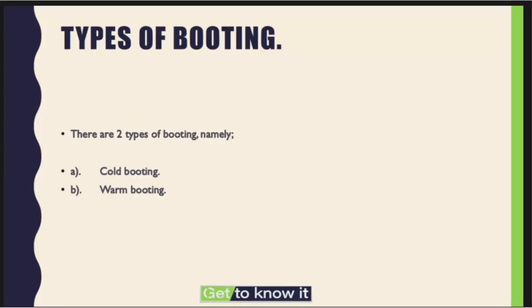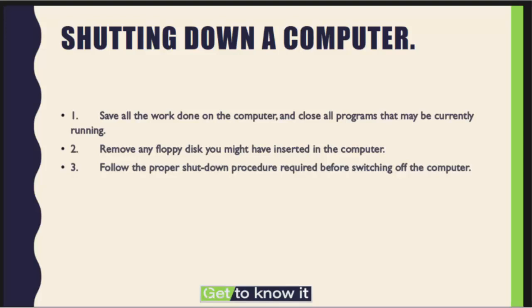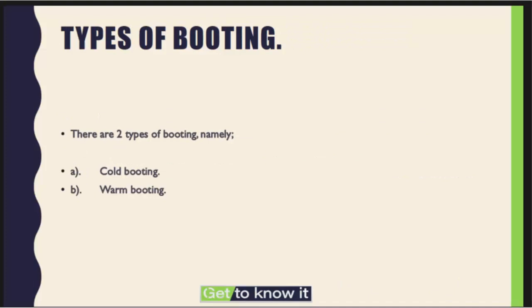Types of booting. We usually have two types of booting: cold booting and warm booting. So what's warm booting? Warm booting usually happens when a computer that was originally on is forced to restart by pressing the restart button on the system unit, or by pressing a combination of keys, Control plus Alt plus Delete. In the Windows operating system, one can use the restart option on the shutdown dialog box to perform warm booting.